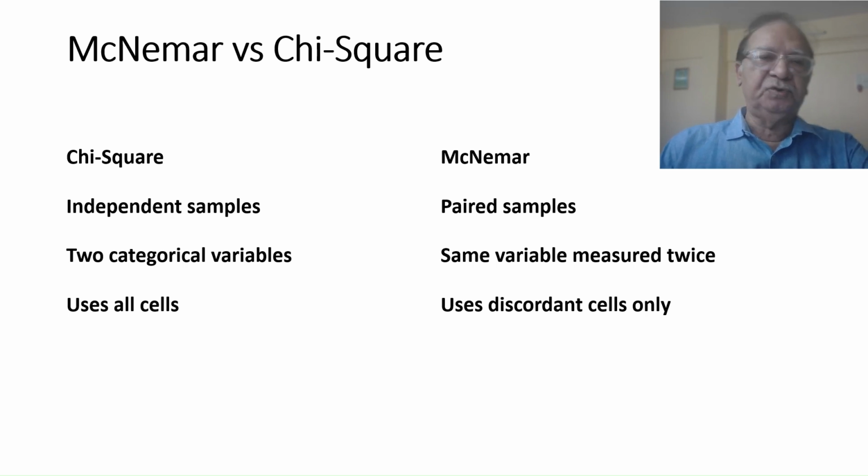Another important difference is that the chi-square test uses information from all the cells in the contingency table, while McNemar's test focuses only on discordant pairs, that is, the participants whose responses actually changed. If you remember this difference, you will rarely choose the wrong test.